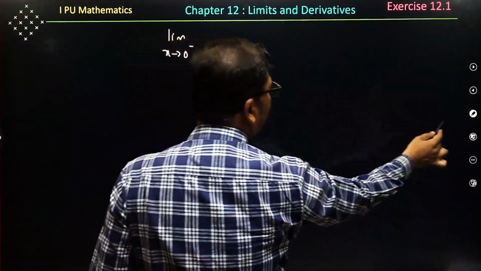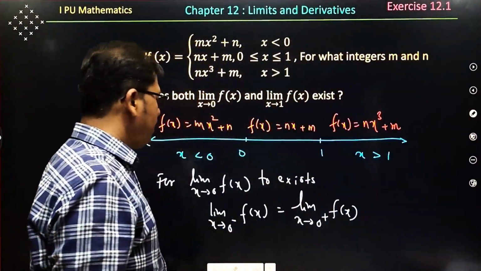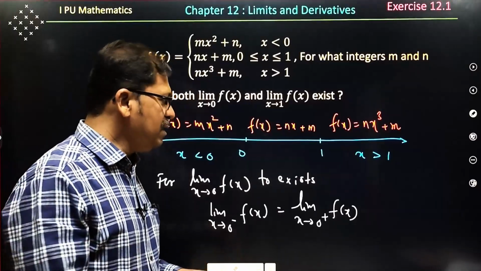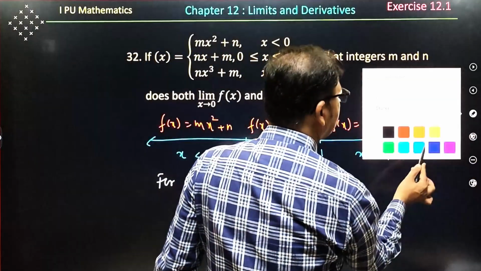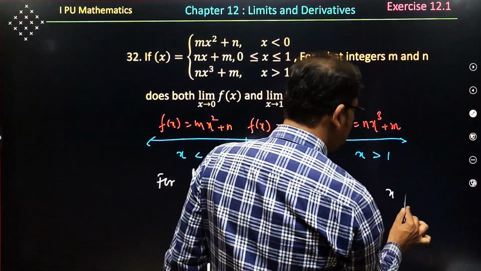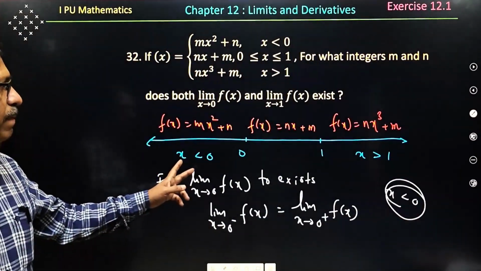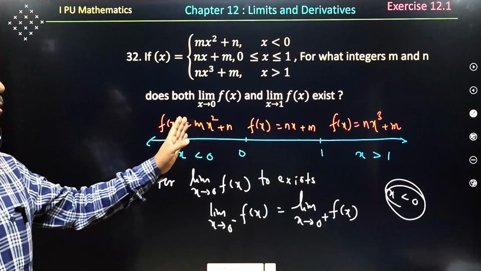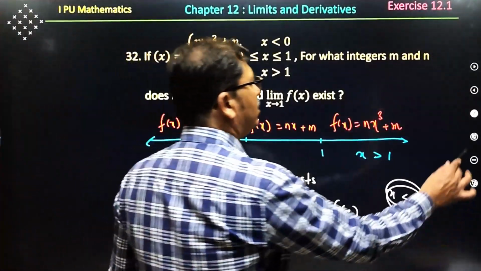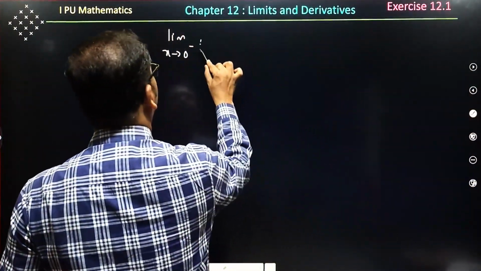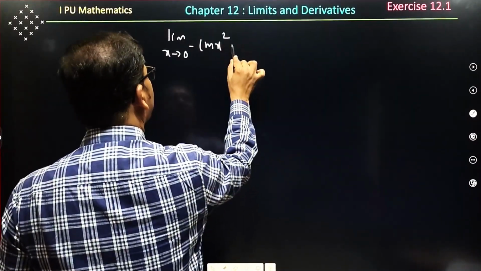See f(x), what I would like to take here, f(x), x tends to 0 minus means x is less than 0. Please concentrate here. It means x is less than 0. When x is less than 0, at that time the function is defined by f(x) equal to mx square plus n. This is equal to mx square plus n you should write.